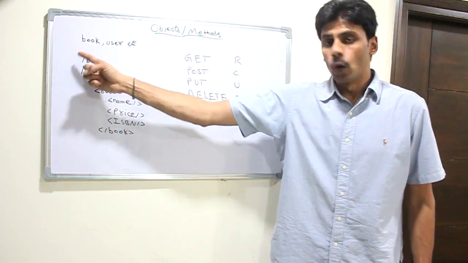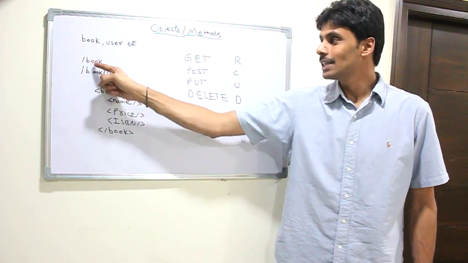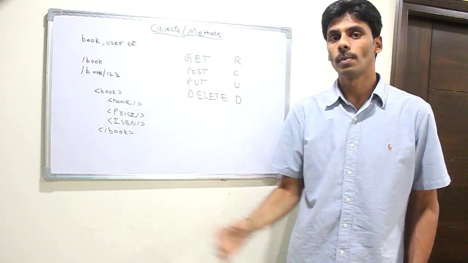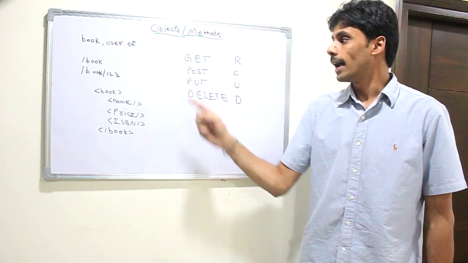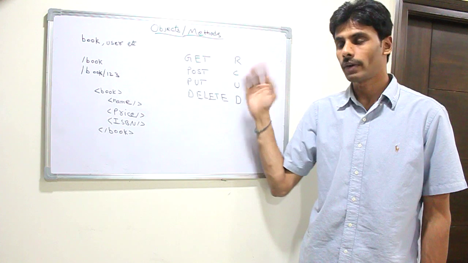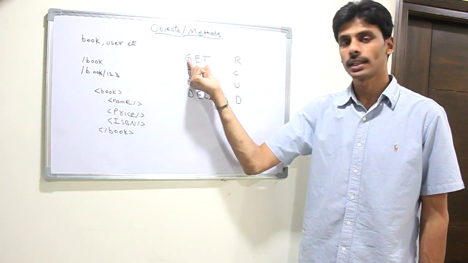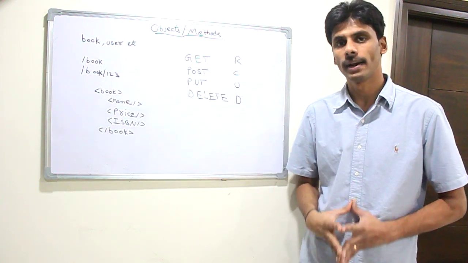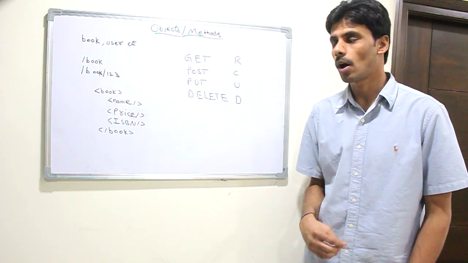So to retrieve a book in the library management application, this is the URI that should be used by a client. And this will be mapped to a get method on the provider side. On the provider side, we are going to map this URI and this method to a method inside our class implementation to perform that particular operation.